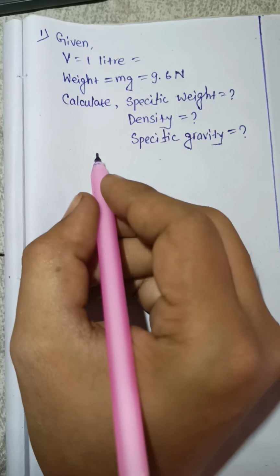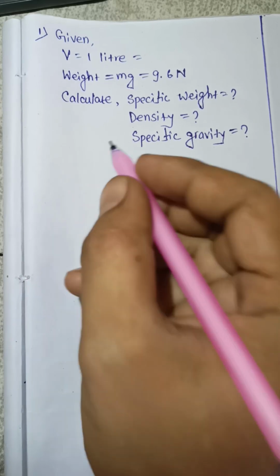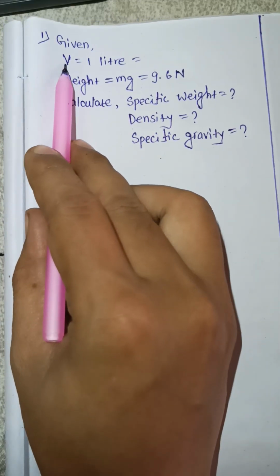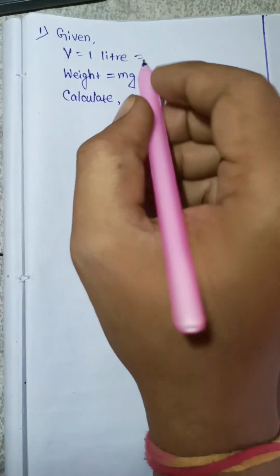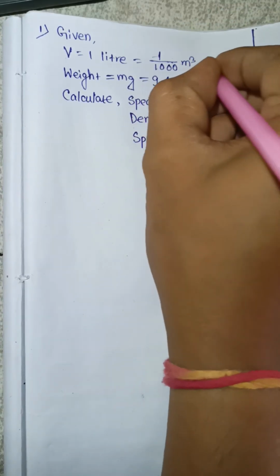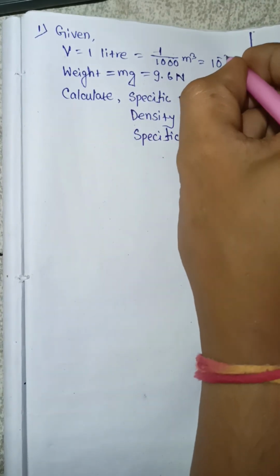A liter of crude oil weighs 9.6 Newton. Calculate its specific weight, density and specific gravity. So what is given in this question? Volume is equal to 1 liter. We know that 1 liter is equal to 1 by 1000 meter cube, so that is equal to 10 to the power minus 3 meter cube.